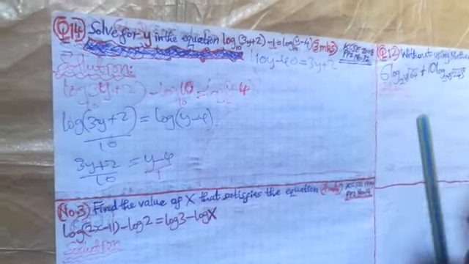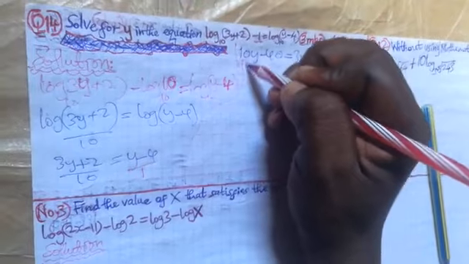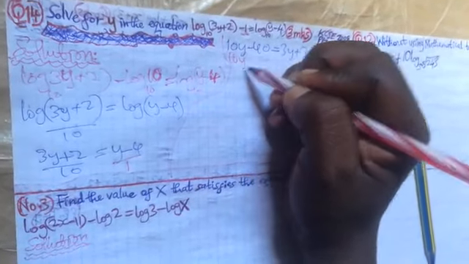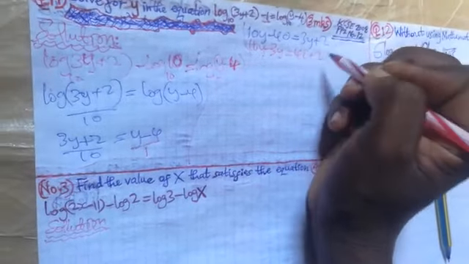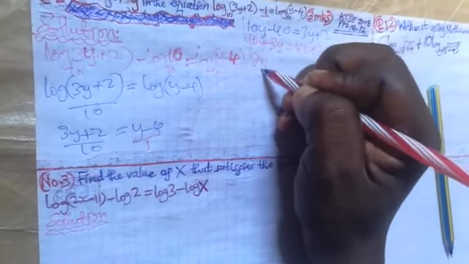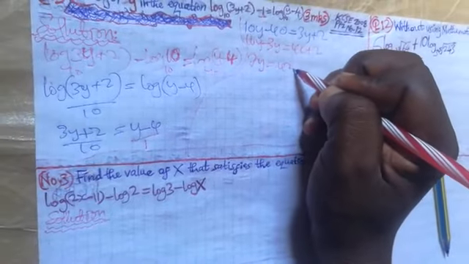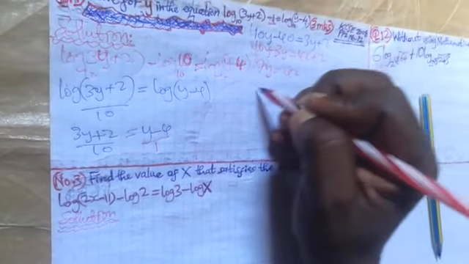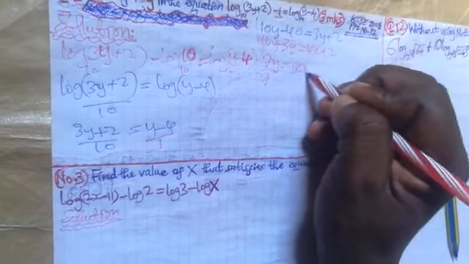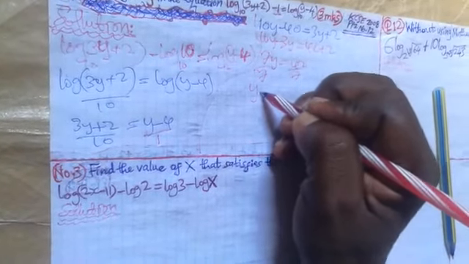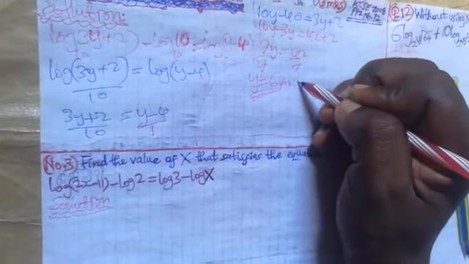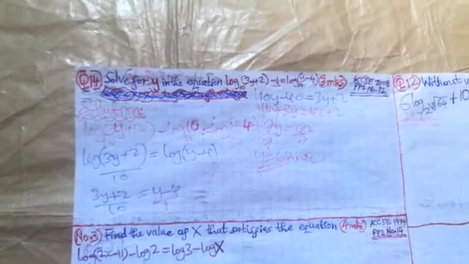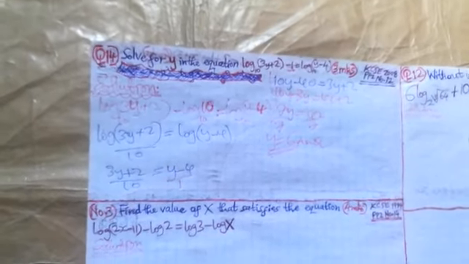Now 10y minus 3y is equal to 40 plus 2. 7y is equal to 42. Then if we divide both sides by 7, we get y is the same as 6. And this is the answer for the question. y is equal to 6.